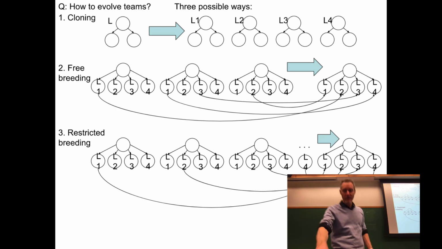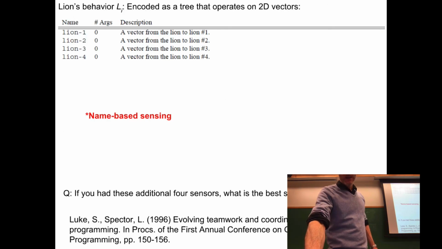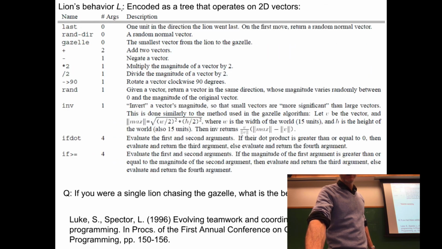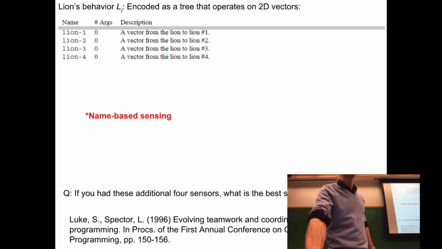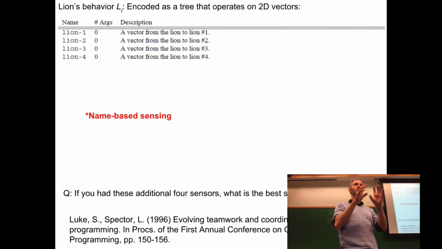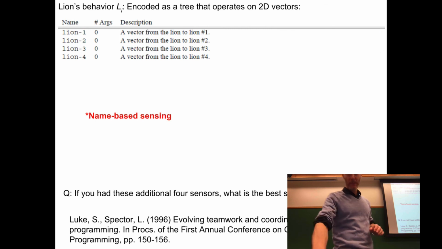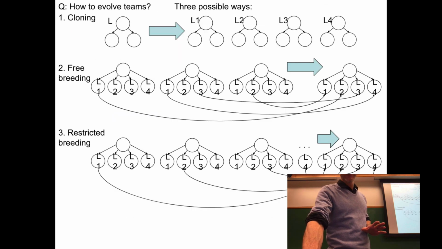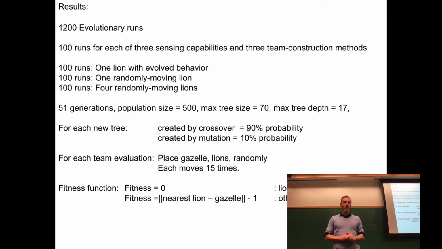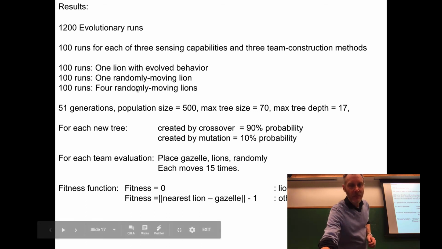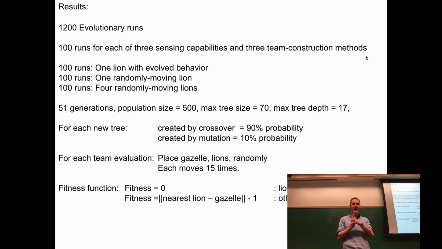3 different ways of evolving these things, and 3 different ways of allowing the lions to sense their environment. And we're going to do each combination. So we're going to take each perceptual ability lion and combine it with one of the 3 ways of breeding, which gives 9 different experiments. Okay, and we'll work our way through these. So we're going to do 100 runs for each of the 3 sensing capabilities and each of the 3 team construction methods. So 100 runs of each for 9 gives us 900 runs.